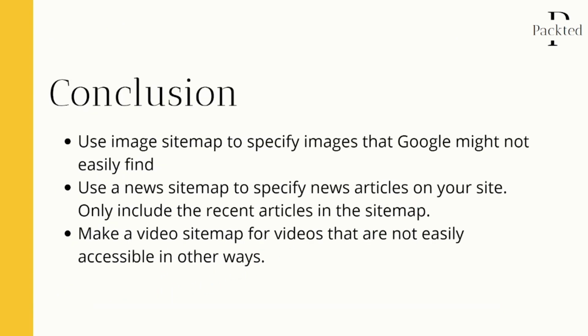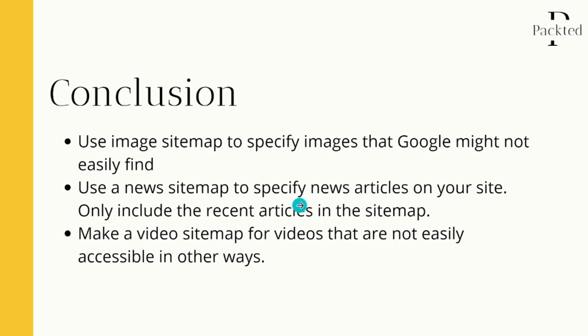And that brings us to the conclusion. So the first thing is that you should use image sitemap to specify images that Google might not easily find. For example, the images that are dynamically loaded, or the images that are only accessible through JavaScript. Next is that you should use a news sitemap to specify news articles on your site. Ideally, you may want to make a separate sitemap for news articles and only include the recent articles, like the articles from 2 days only.